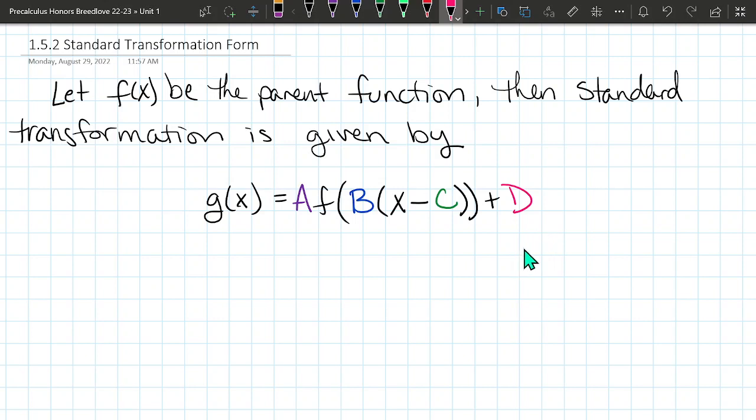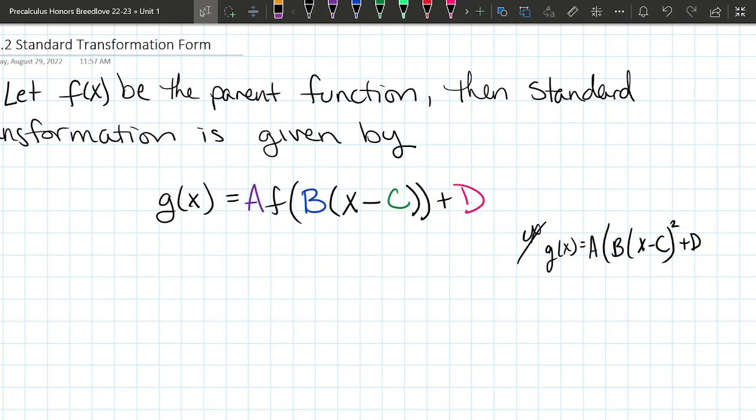All right, so we have the f of, so that's the function. That part's going to change depending on what the parent function is. For example, you could have that g of x is a times b x minus c squared plus d.